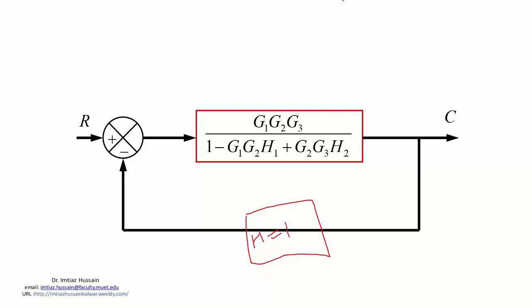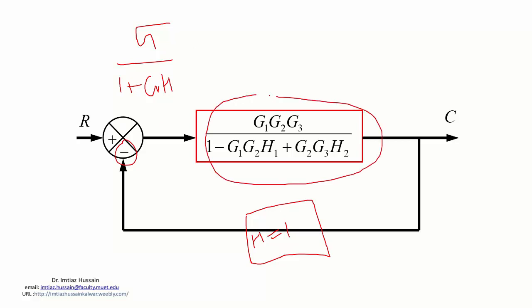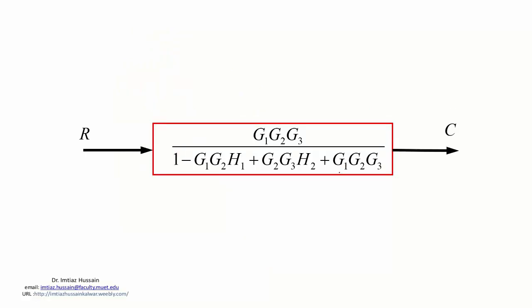So again, if you apply the same rule, the elimination of summing point gives 1 plus GH, and this plus is because you have a negative sign here. So you will be substituting in place of G this particular expression, and in place of H you will be substituting 1 in order to obtain the final transfer function of the final block diagram representation.